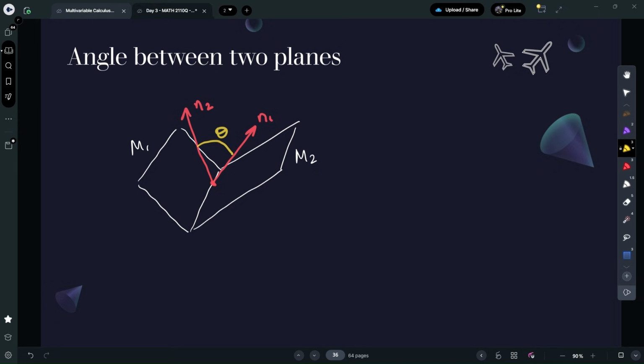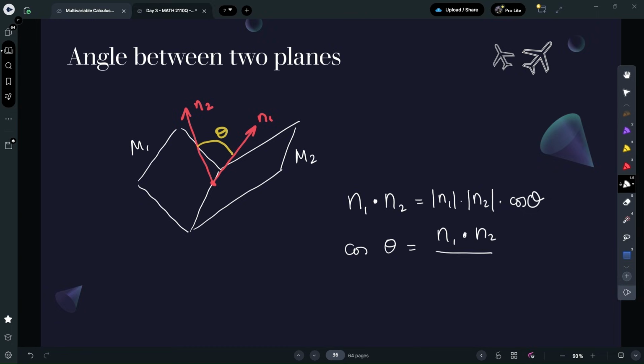And remember that I know how to compute angles using the dot product. So I can get to theta by doing the dot product of N1 and N2. Remember that this is the length of N1 times the length of N2 times the cosine of theta, or that the cosine of theta is the dot product of the normal vectors divided by the product of the lengths of the normal vectors.